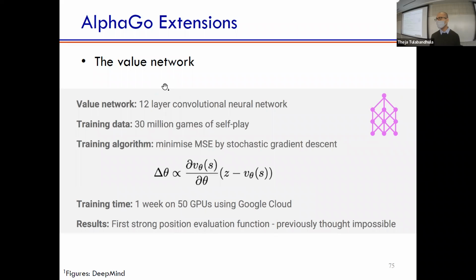Next is the value network, which is very similar to the policy network. It's producing a regression output, a single output, and it trains on 30 million games of self-play. These are 30 million games going from start to end, and for every state, what's the final situation that happened. So you just solve the square loss, basically mean square error. And so this is just a regression problem.